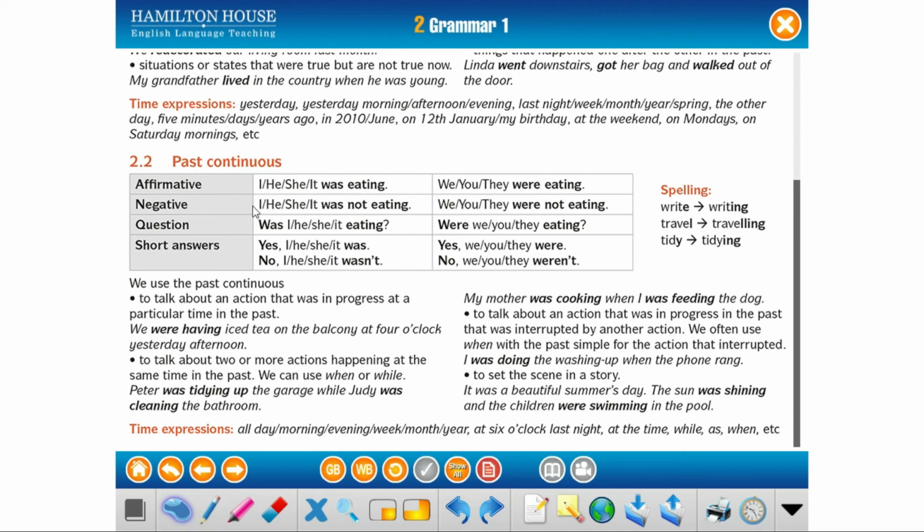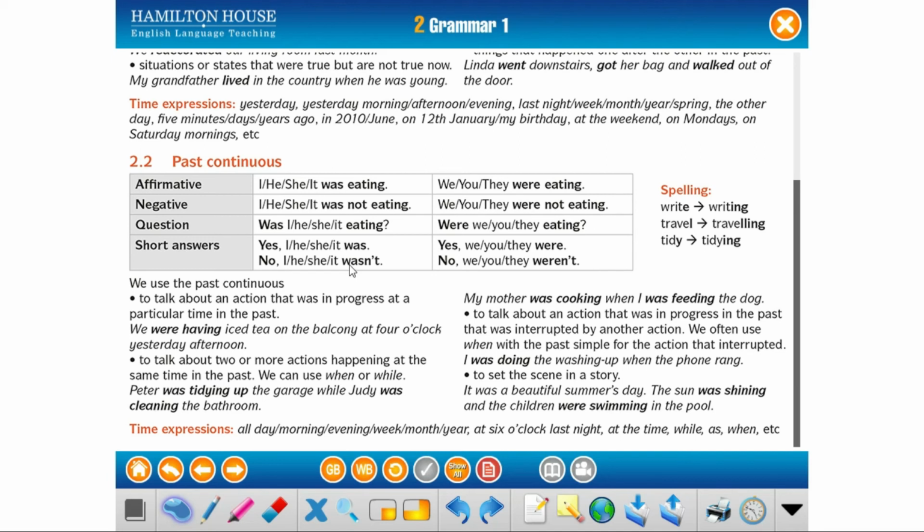To make a question, we start with the verb be, then the subject, the verb with ing termination, and a complement or a time expression. Was I eating? Were they eating? And to make the short answers, as I told you before, it is the same. We use three-element short answers. Yes, subject was. Yes, subject were. According to our subject, remember we use was or were. No, subject wasn't. No, subject weren't.